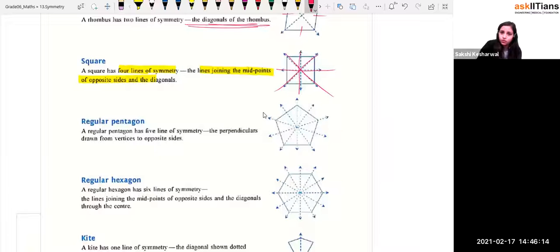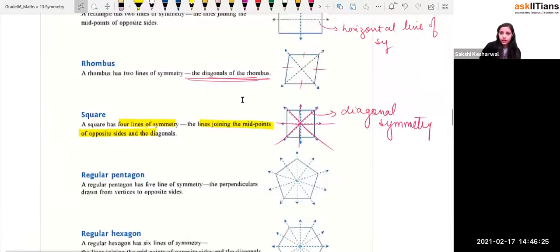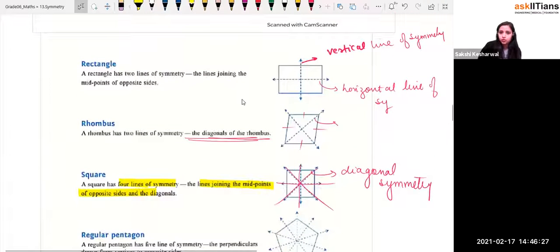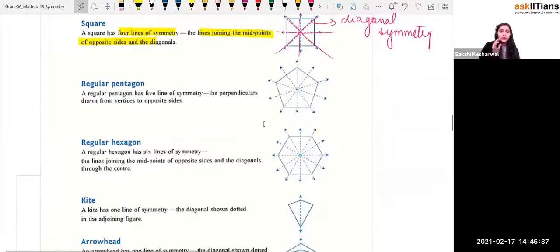So this one is going from the diagonal. So this is having diagonal symmetry, right? Diagonal symmetry, right? Yeah, and the rhombus has only diagonal symmetry, does not have horizontal or vertical. So this is known as diagonal symmetry, right?